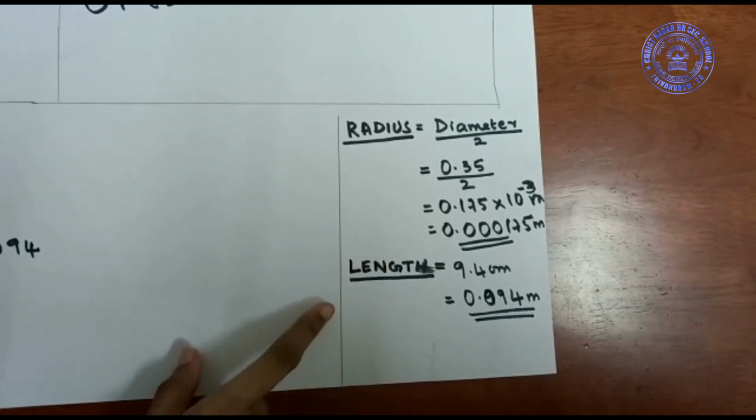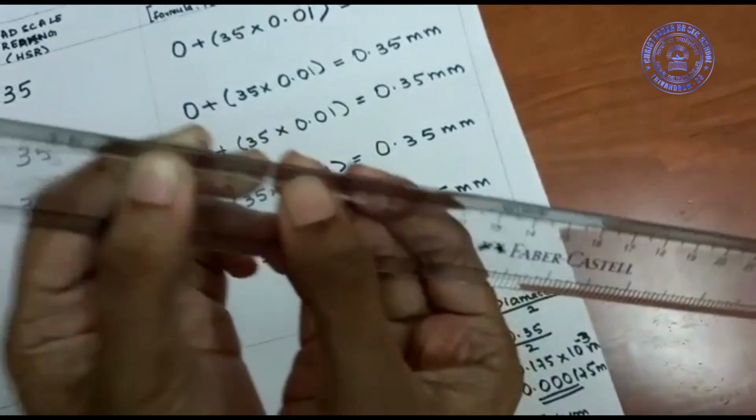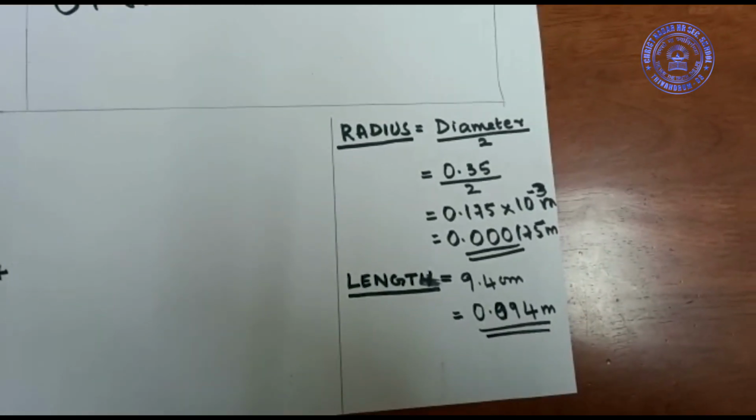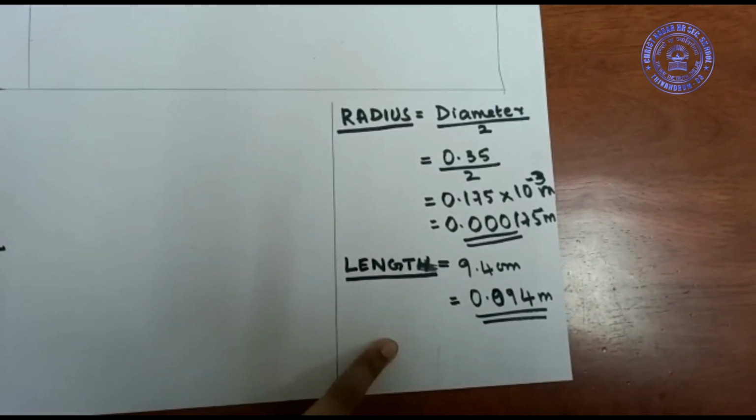Then we have to find the length, and as you can see here, the length of this piece of wire is 9.4 centimeter. So we have to convert that into MKS, which is 0.094 meter.